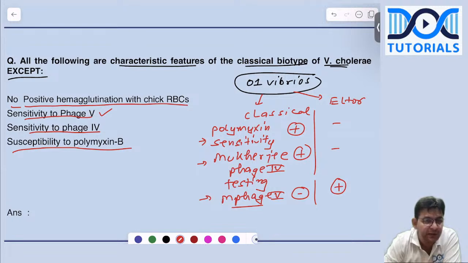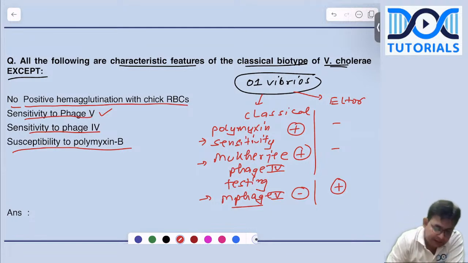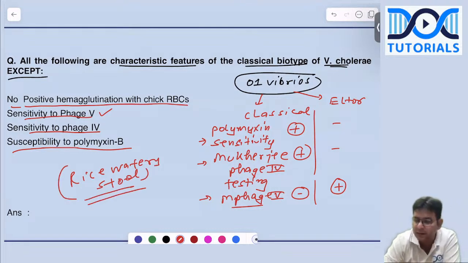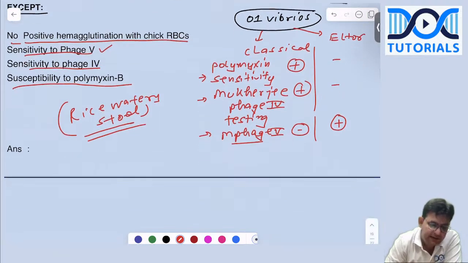That leads to an increase in adenylate cyclase activity, which increases cyclic AMP, and that leads to intracellular water coming into the lumen. Which type of diarrhea is this? It has rice-water stool, and rice-water stool mimics which particular metal poisoning? Arsenic poisoning. So this particular question might be there in your exam.